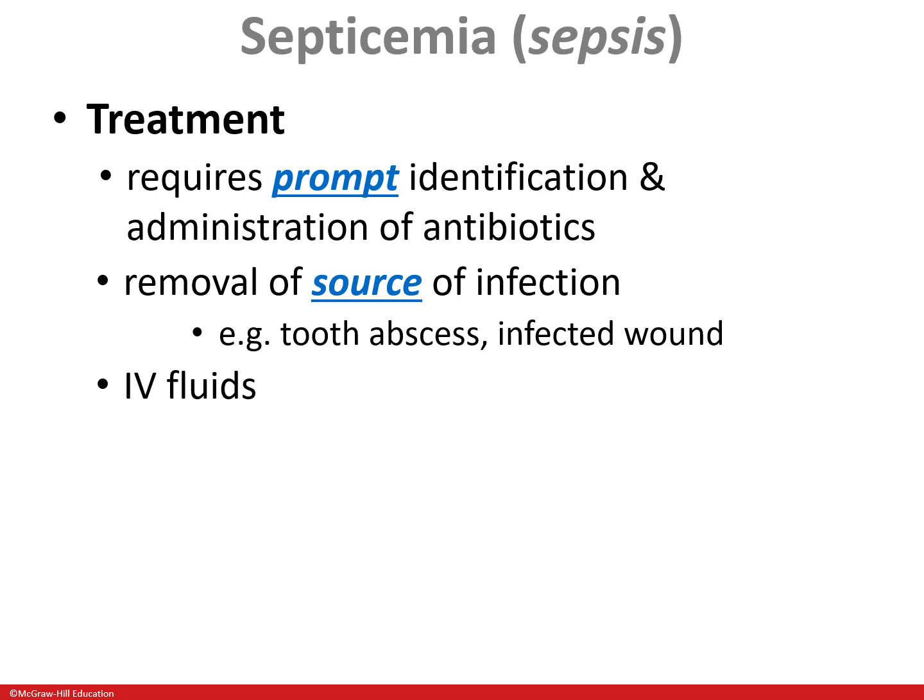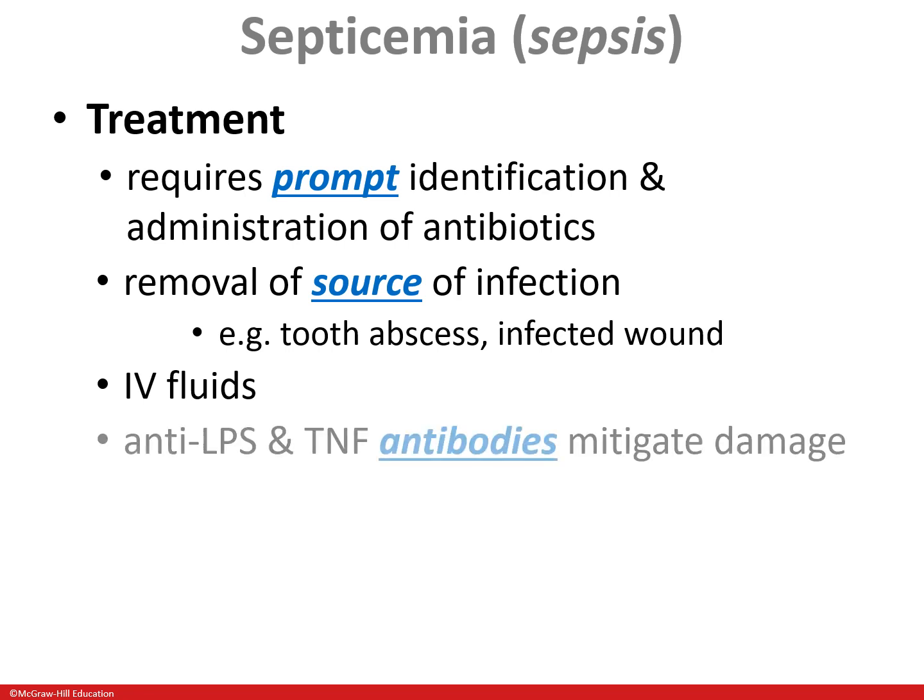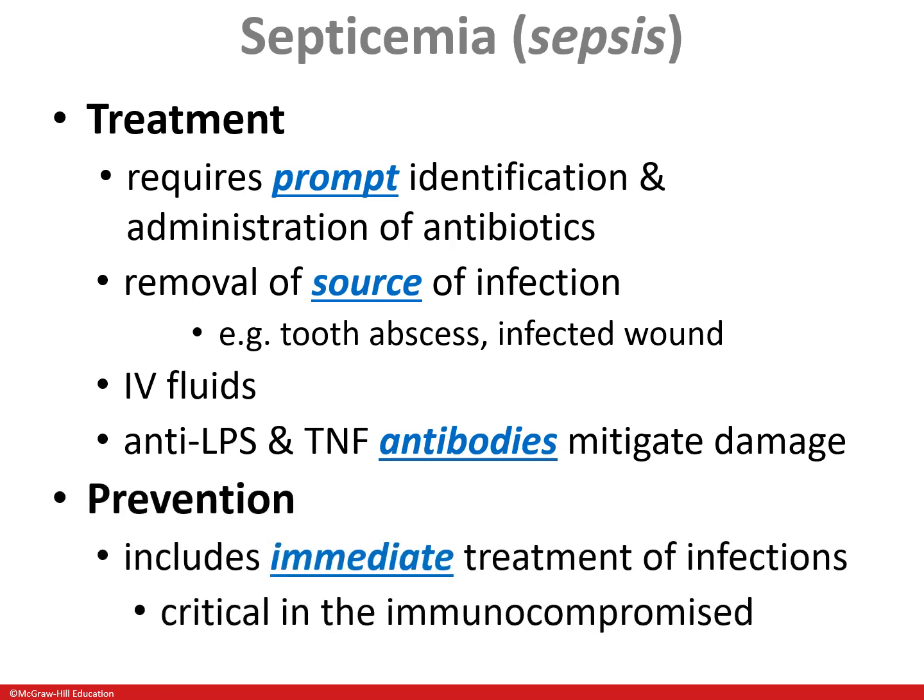Because shock has a lot to do with leaky blood vessels and loss of blood pressure, then administering IV fluids can help counteract the shock. And of course, now we have antibodies against endotoxin and that tumor necrosis factor in severe cases of sepsis that can mitigate some of the tissue damage that's associated with it. So again, immediate treatment of any infection can help prevent sepsis, but otherwise, this is probably the most important thing you can do for the immunocompromised individuals to prevent that from progressing to sepsis.